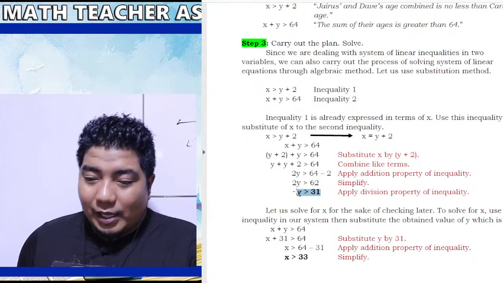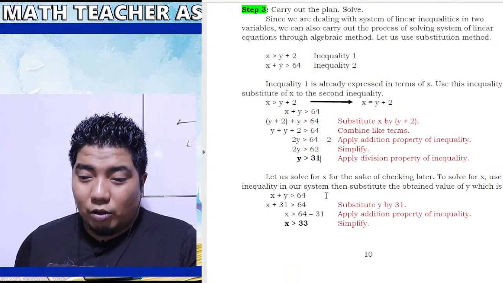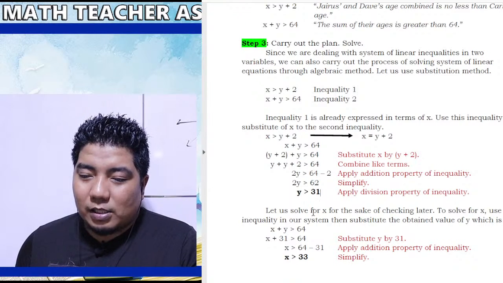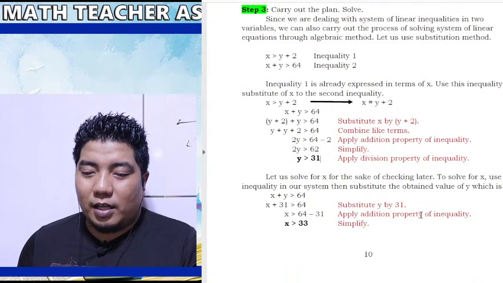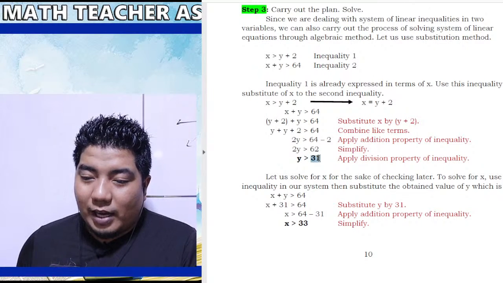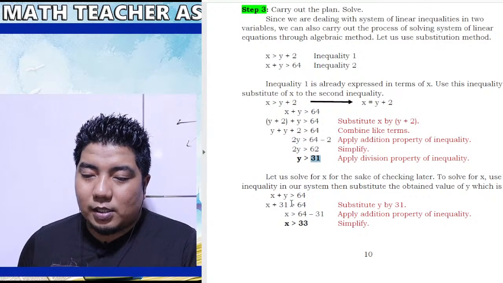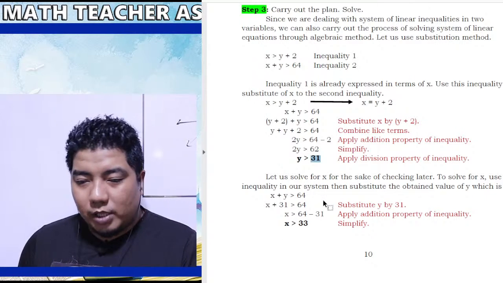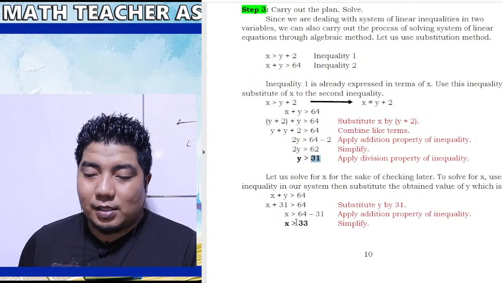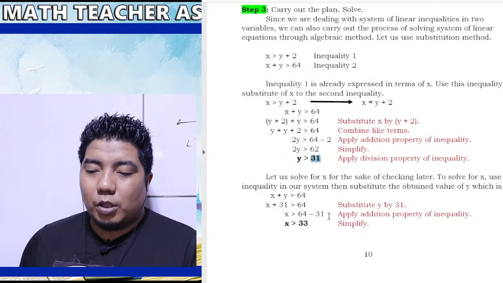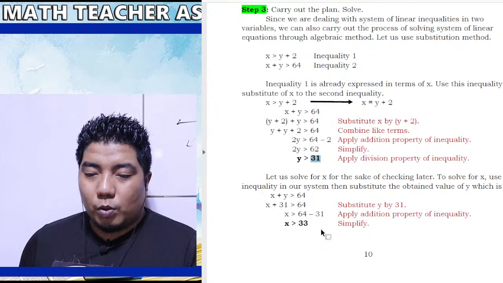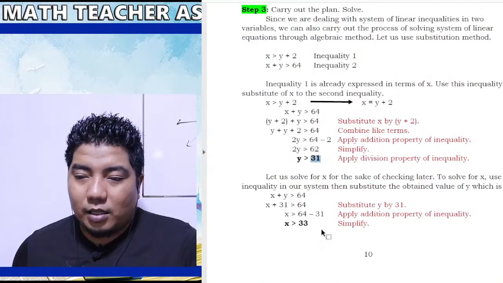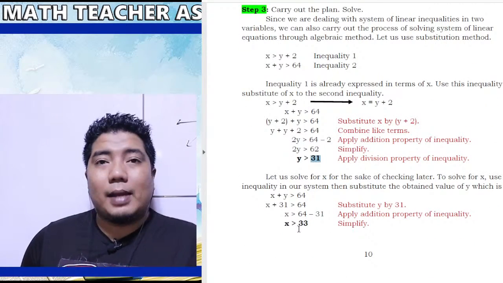Okay, so that is the age of Carlo, no? Kasi si Carlo daw ang ano dito, pero greater than. So now let us solve for x for the sake of checking later. Okay, so we have here, try natin 31. So x plus 31 is greater than 64. So, transposing our 31, we have x is greater than 64 minus 31, and 64 minus 31 is 33. So, x is greater than 33. Meaning, ang pinagsamang age ni Jairus at saka ni Dave ay mas malaki pa sa 33.